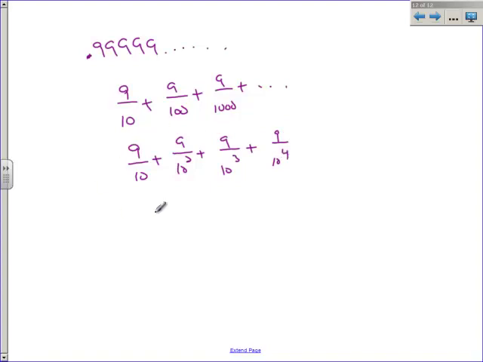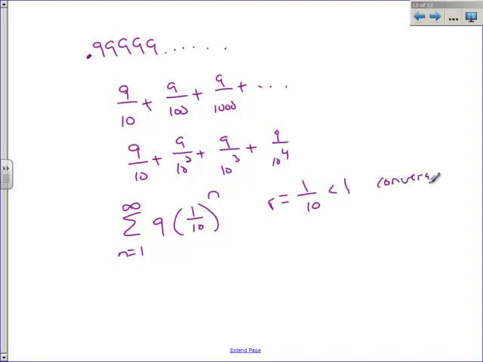So I can factor the 9 out, and I have this as 9 times 1/10 to the n power, summation n going from 1 to infinity. Plug in 1 for n, you get 1/10 times 9. There it is. Plug in 2 for n, that's the second term. This is a geometric series, and your common ratio is 1/10, which obviously is less than 1, so this is a convergent geometric series. We also can tell what it converges to.